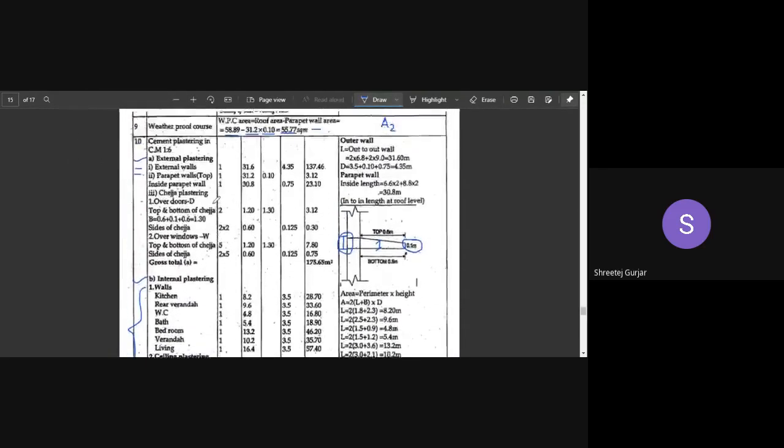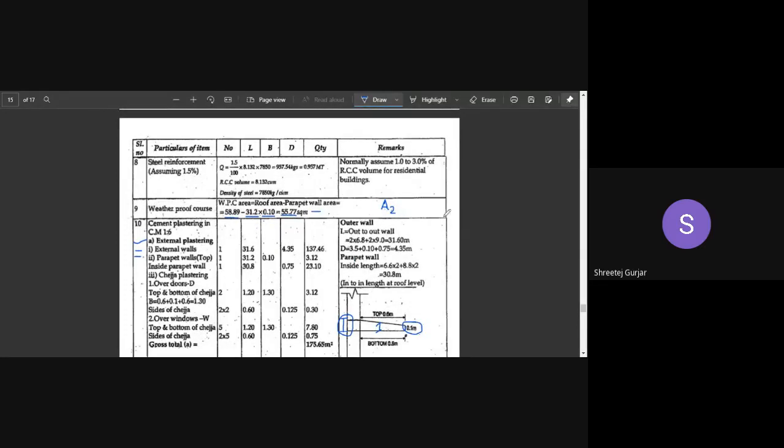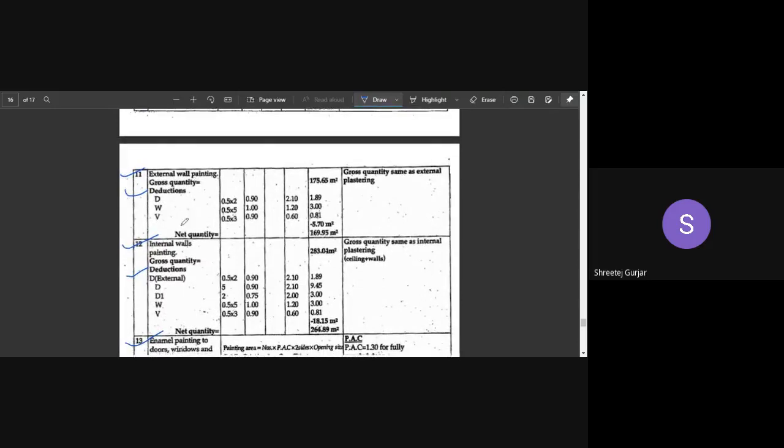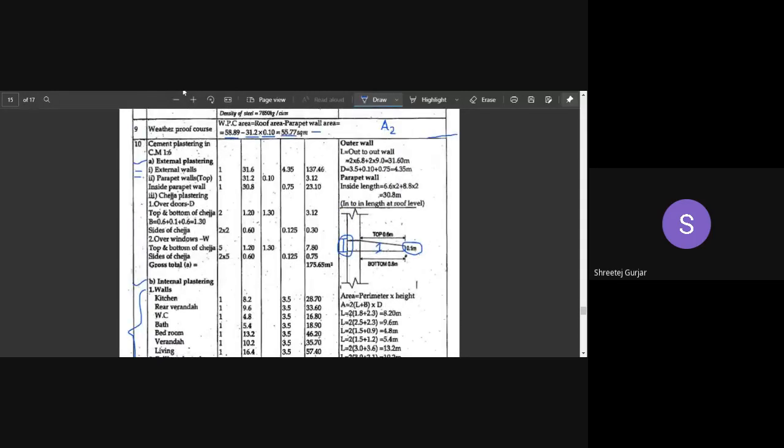All of this you have to do in less than 30 minutes. We have taken 2 hours and we have calculated only 50% of the work. We still have to do the cement plastering of your internal walls and external walls, and then look into external wall painting, internal wall painting, and mosaic tile flooring. All of this work is remaining. We will look into this in your next class.